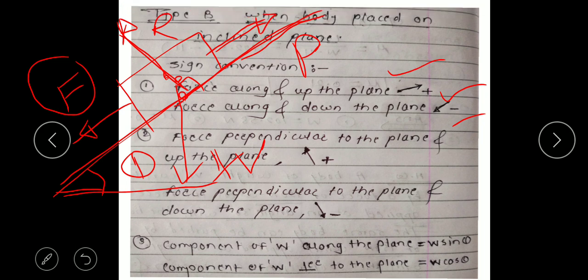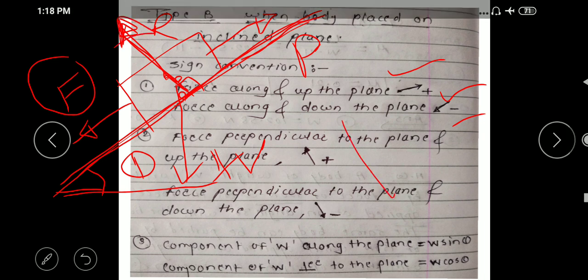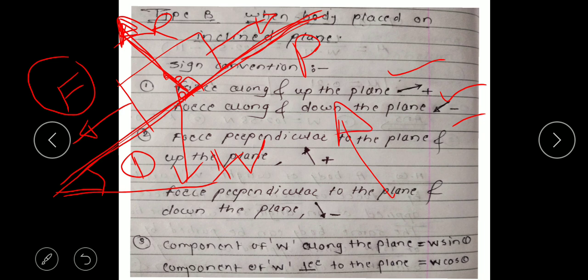Now when the second term comes, the force perpendicular to the plane and up the plane. This R force is perpendicular to the plane, and plane means this inclined surface. So this R is perpendicular to this plane, and up the plane means the direction of this R is in the upward direction.